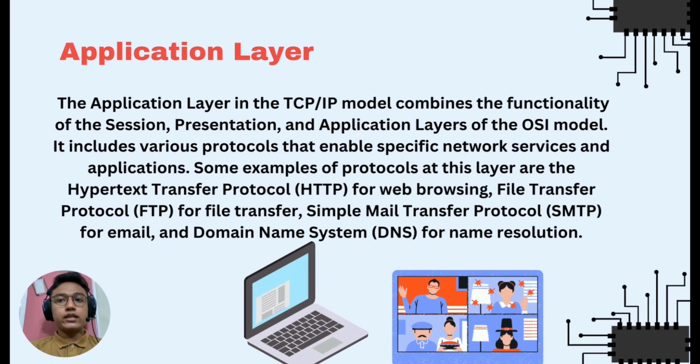Last one is Application layer. The application layer in the TCP/IP model combines the functionality of the session, presentation, and application layers of the OSI model. It includes various protocols that enable specific network services and applications. Some examples of the protocols at this layer are Hypertext Transfer Protocol, HTTP, for web browsing. File Transfer Protocol, FTP, for file transfer. Simple Mail Transfer Protocol, SMTP, for email. And last one is Domain Name System, DNS, for name resolution.